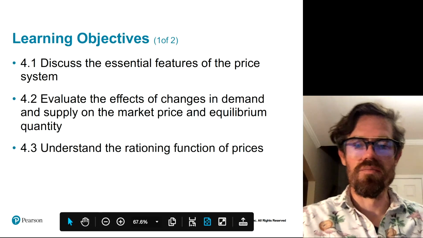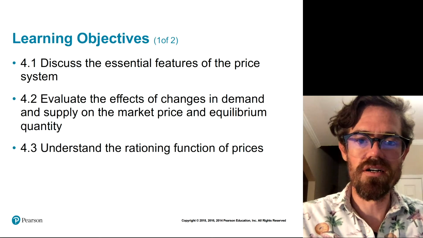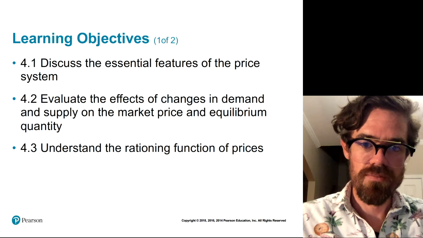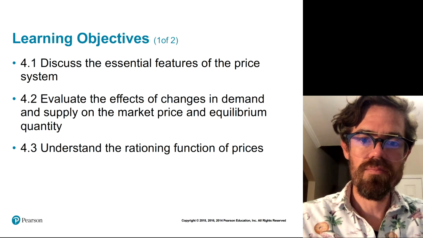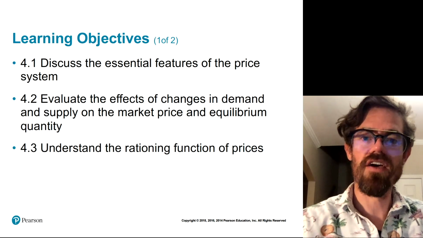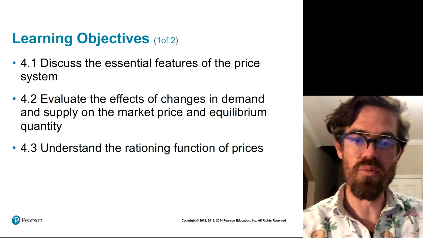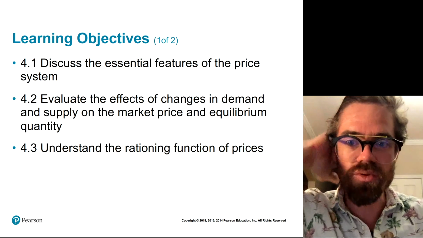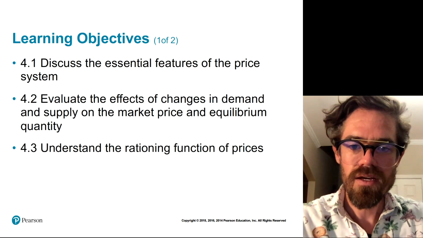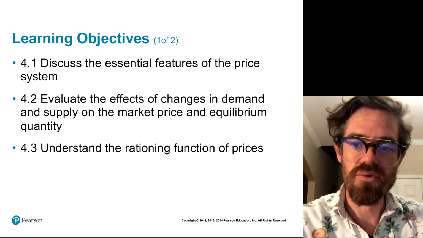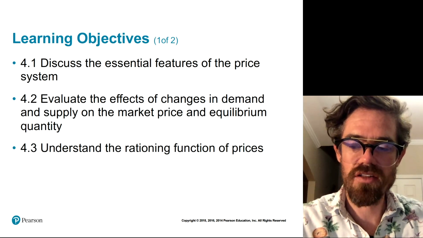All right, so for our learning objectives, we will talk about the essential features of the price system in Section 1. In Section 2, maybe the most important part of this chapter, we're going to look at the effects of changes in demand and supply and what that does to market price and equilibrium quantity. In Section 3, we're going to talk about the rationing function of prices. If you don't know what rationing is, we'll talk about what that is, but prices act as a way of rationing things.